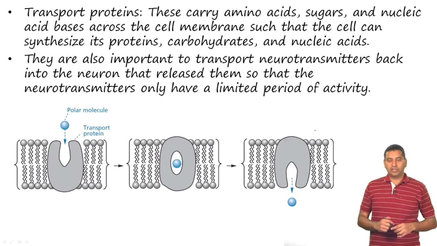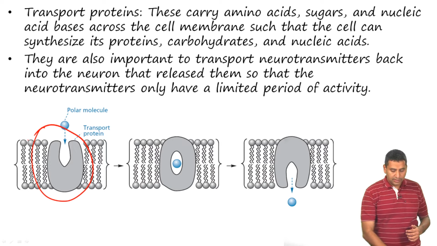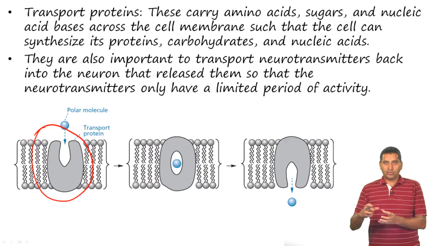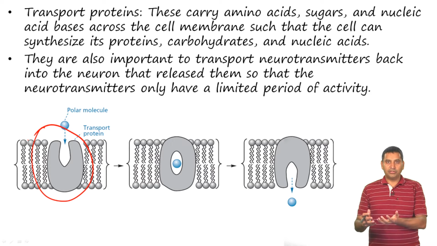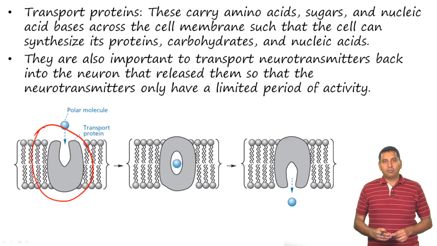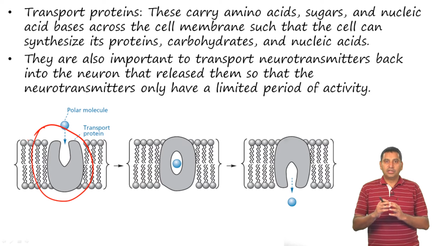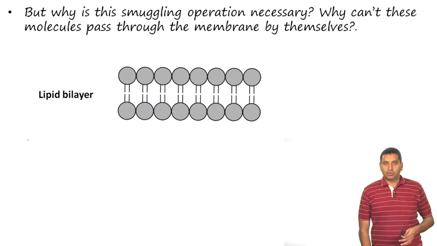The next class of proteins that are important are transport proteins. Transport proteins occur on the surface of cells, and they help in carrying polar molecules such as small amino acids, sugars or nucleobases across the cell membrane, and now the cell can use these for the synthesis of proteins, carbohydrates and nucleic acids. They are also very important in transporting neurotransmitters back into the neuron after the signal has been transmitted. We will look shortly at why this is important.